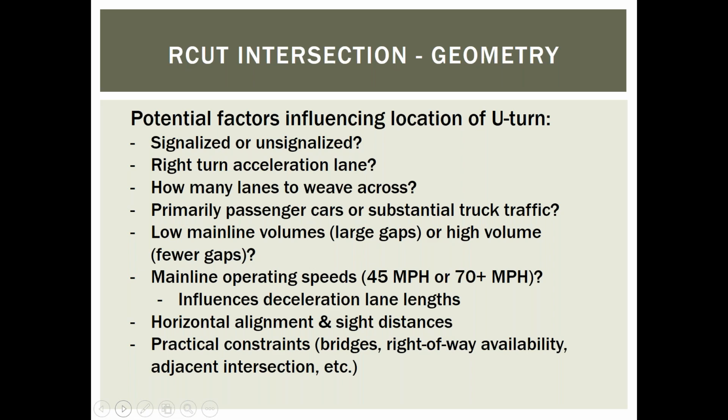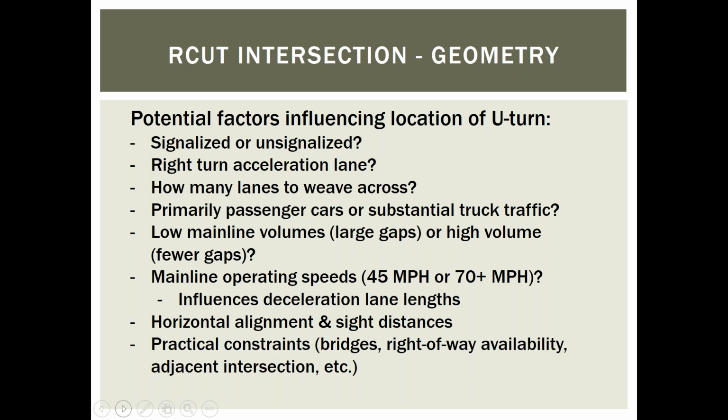And then there's practical considerations. Like I'm probably not going to locate the U-turn bay on a bridge, or maybe right-of-way availability to construct the bulb out or the loon. Maybe if I go an extra 200 or 300 feet down the road, I can get into less expensive right-of-way to purchase to build that bulb out. Or where's my next adjacent intersection? Maybe that adjacent intersection is close in and I need to push the U-turn bay out.